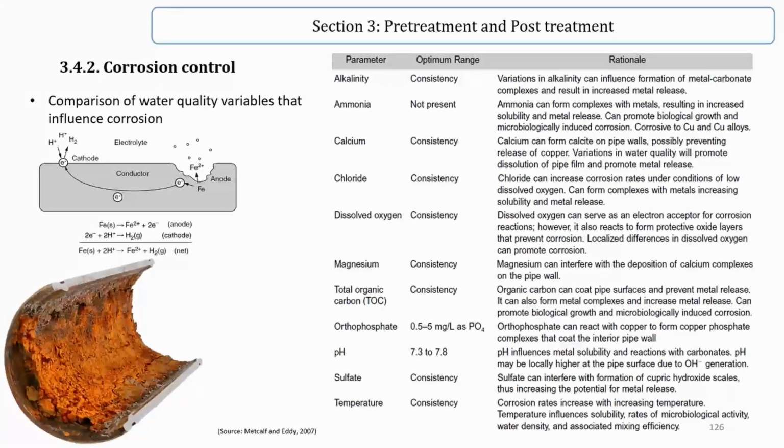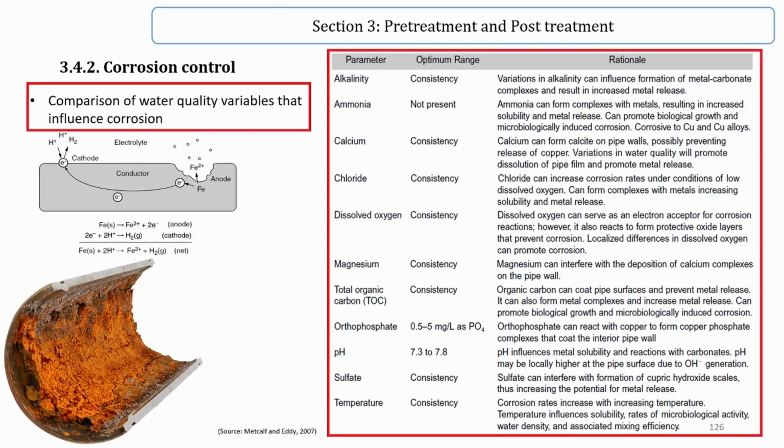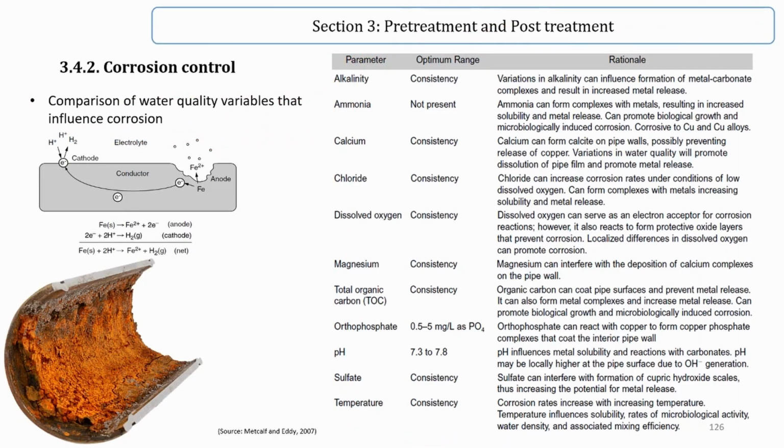Water quality considerations. A comparison of water quality variables that influence corrosion is given in this table. Water quality and hydraulic factors influence the potential for corrosion to occur in industrial vessels and conveyance structures. For example, pH changes have been correlated to increases in corrosion rates. Corrosion rapidly increases with decreasing pH less than 5.